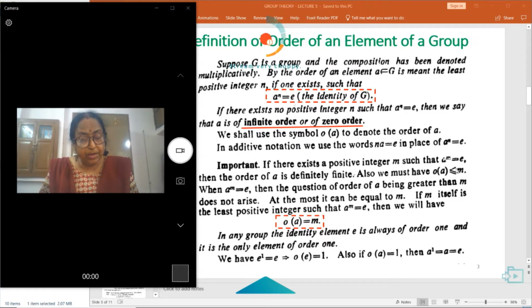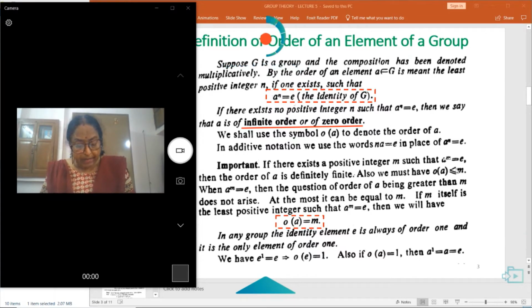If there exists no positive integer n such that a^n is equal to e, then we say that a is of infinite order or zero order. The order of a is denoted by order a. In additive notation, this is called na is equal to e instead of a to the power n is equal to e. If there exists a positive integer m such that a to the power m is equal to e, then the order of a is finite.